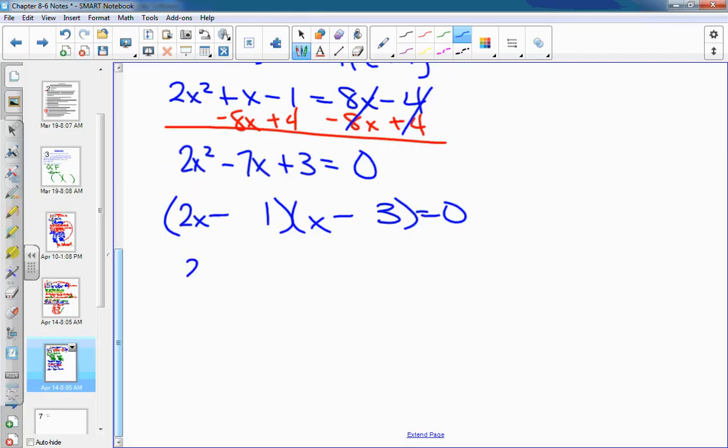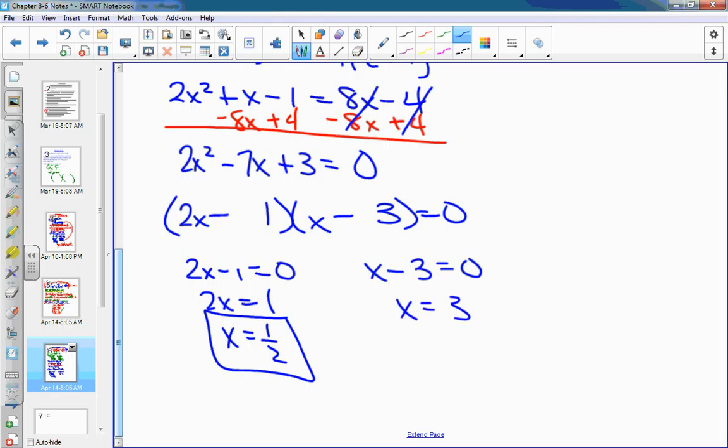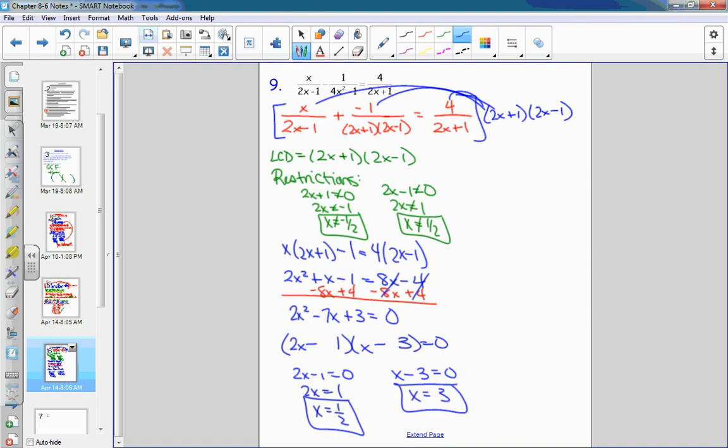Very good. So I'm going to have 2x minus 1 is equal to 0, and x minus 3 is equal to 0. If I solve these, I'm going to have 2x is equal to 1, so x is equal to 1/2. I have x is equal to 3. Good job. Now, I just heard something. What did I just hear? Why can it not be 1/2? Because based upon my restrictions right here, we said it could not be 1/2 or negative 1/2. And since I have an answer that is equal to 1/2, I have to throw that answer out, and the only one that's actually going to work is x equals 3.